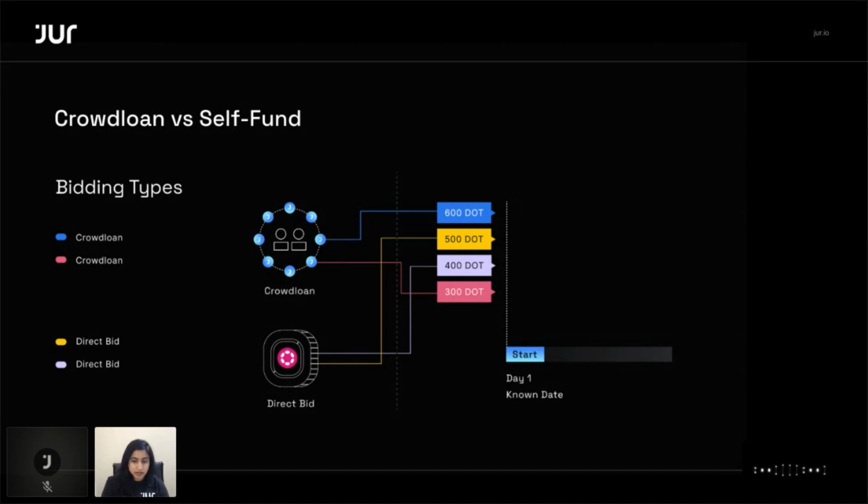So when a project is maybe not economically stronger or wants the community to participate, then they coordinate an entire crowd loan, and then the entire community bids together for a parachain slot. And in this image here, we are comparing these two kinds of bidding. One is a crowd loan, another one is a direct bid, and they're just placing one bid after the another. This is day one of the 7-day auction.